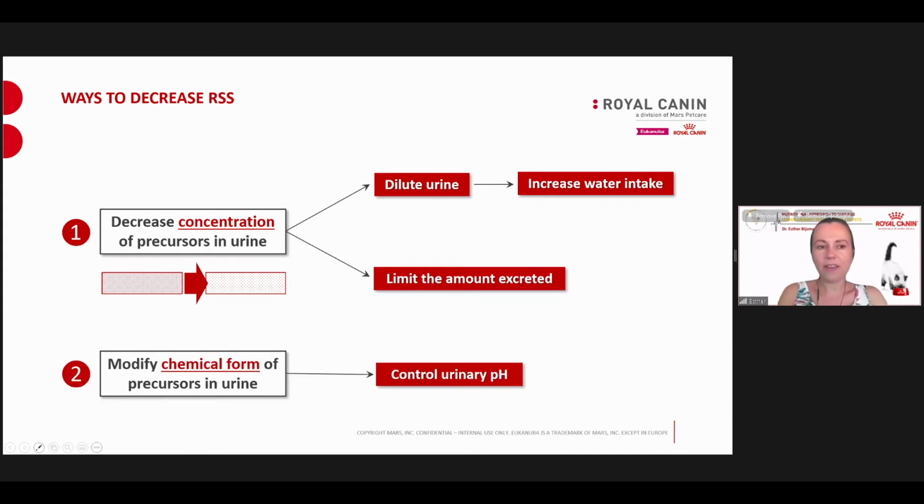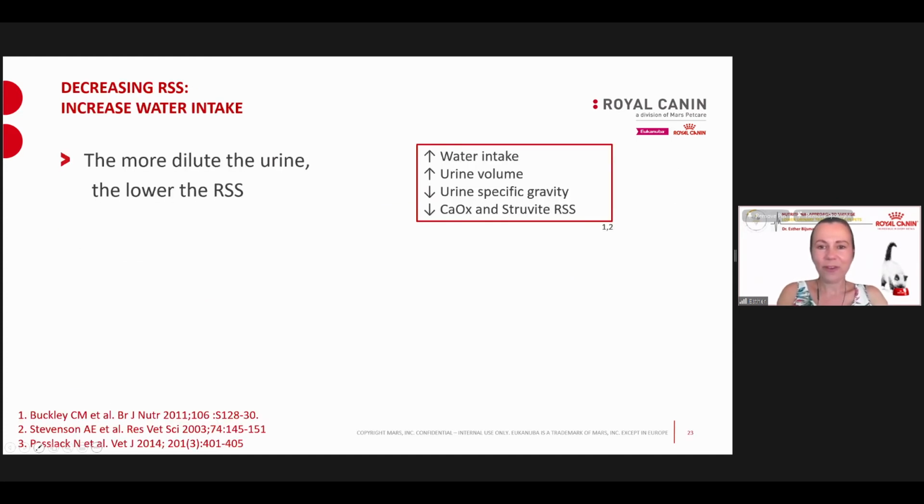Then a second thing that you can do to decrease RSS is to modify the chemical form of precursors in the urine. And you can do this by controlling the urinary pH. So don't worry, we're going to talk about this in more detail straight away. The first way to decrease the RSS, well, in general, the more dilute the urine, the lower the RSS. And there are 3 ways to do this.